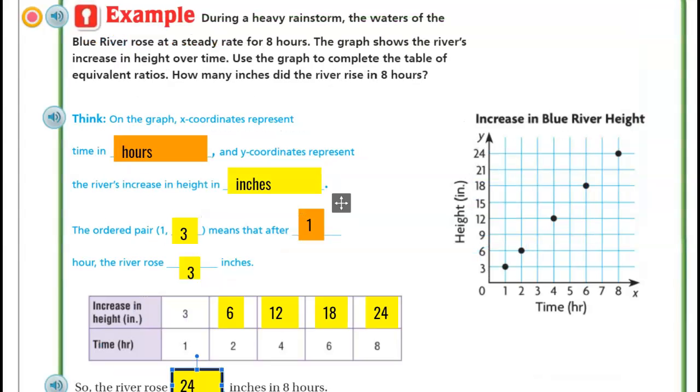So as you filled in the equivalent ratio table, you came up with eventually the answer to the question, how many inches did the river rise in 8 hours? Right at the bottom here, 24 inches. We see it graphed here.